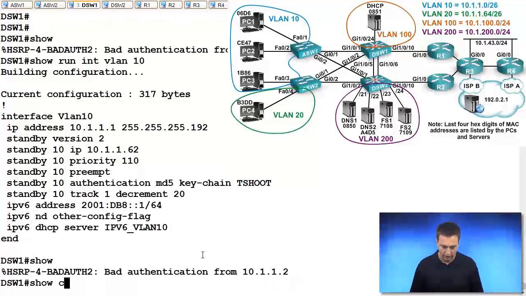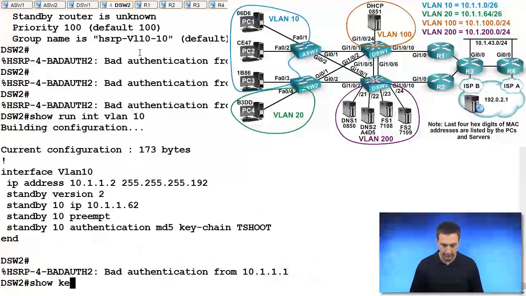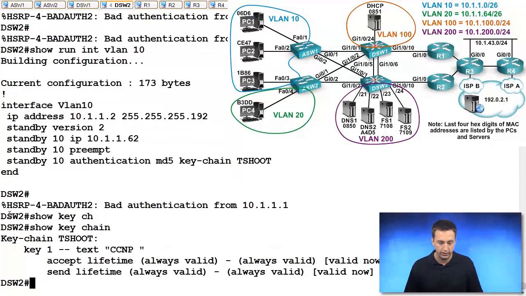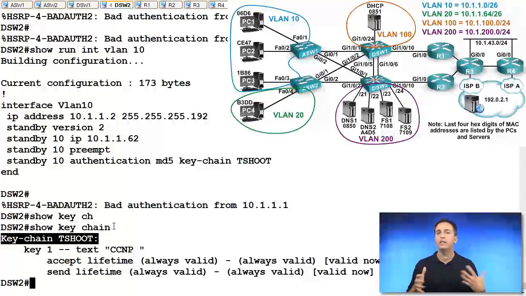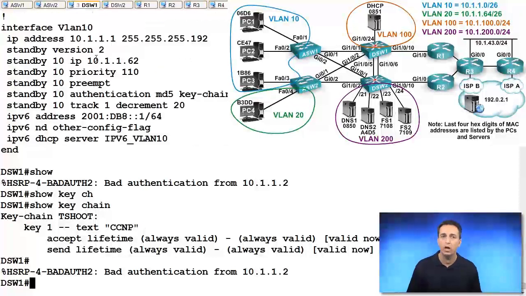So we can verify the key chain by typing in show key chain. When I look at the output of this key chain, it says the key chain name is TSHOOT. It has a key ID of 1 in this case, and the text is CCNP. Let's go over to DSW2 and type in the same thing, show key chain, and we'll see that it's called TSHOOT. Now, just be aware that the key chain name doesn't have to match. I could have used a completely different name for the key chain on DSW1 and DSW2, and that would be fine. But it's the material inside the key chain that matters. Key 1 has to match key 1 on DSW1, which it does. Key 1 is the same.